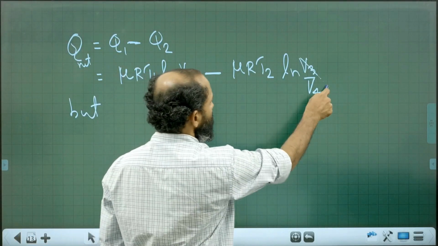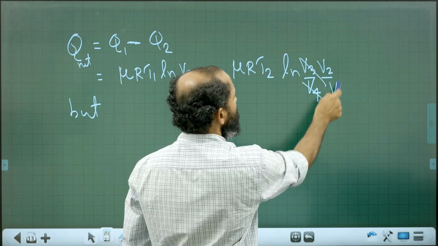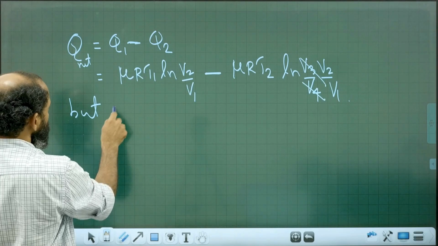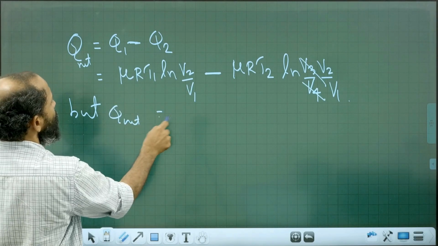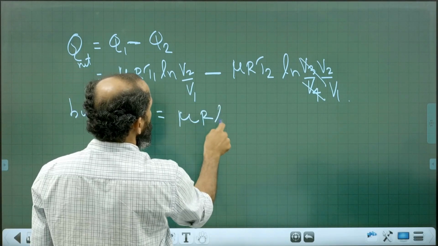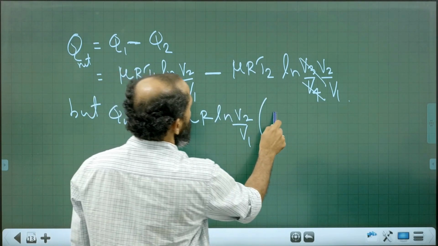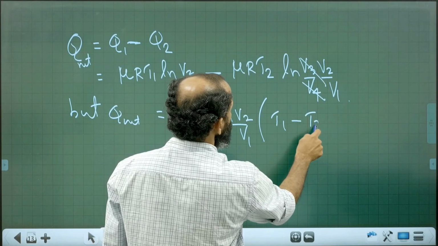So V3 by V4 can be V2 divided by V1. So what is the net heat transfer? Q net is equal to mu R log V2 by V1 into T1 minus T2.